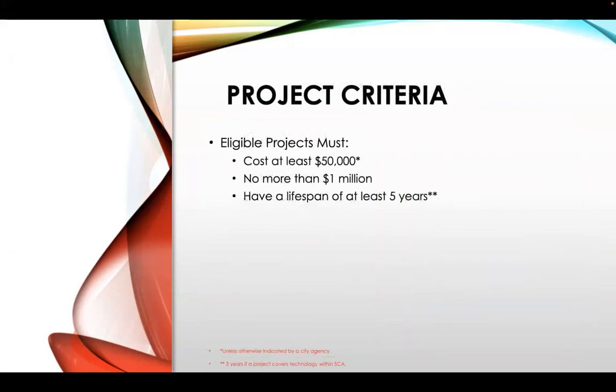And in terms of the criteria, like I mentioned, since we are focused on capitally eligible projects, they do have to meet certain criteria. The first one, and probably the biggest one that will knock out many projects, is that they must cost at least $50,000. And this will be determined by a city agency. It's a long-term investment into the needs and infrastructure of our city, so it needs to be a pretty substantial investment.